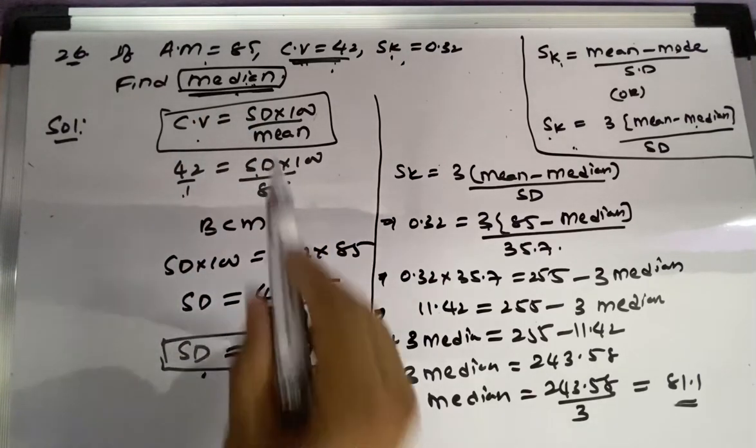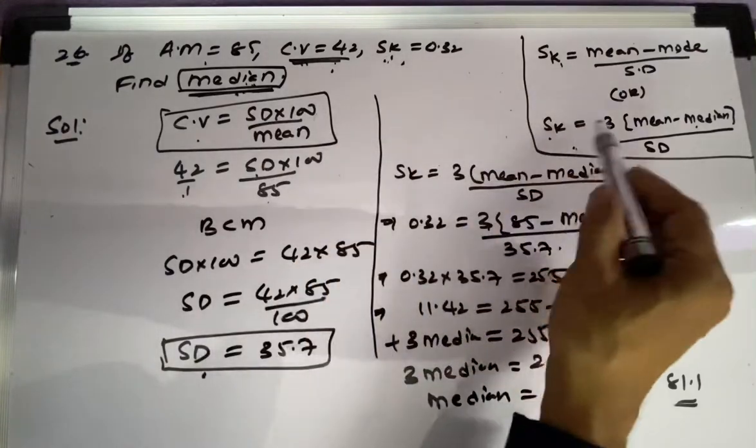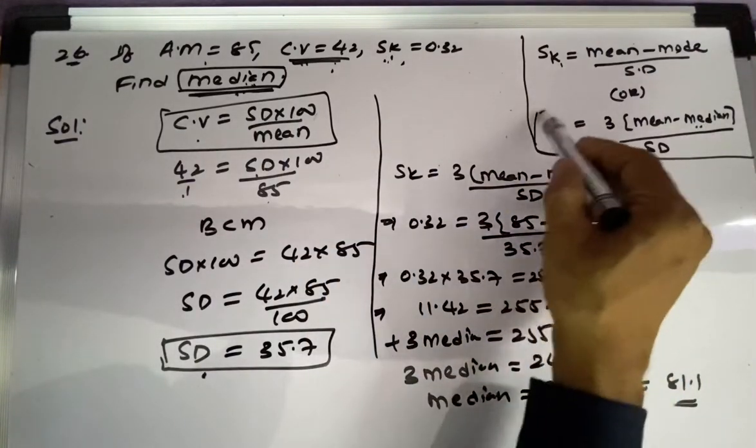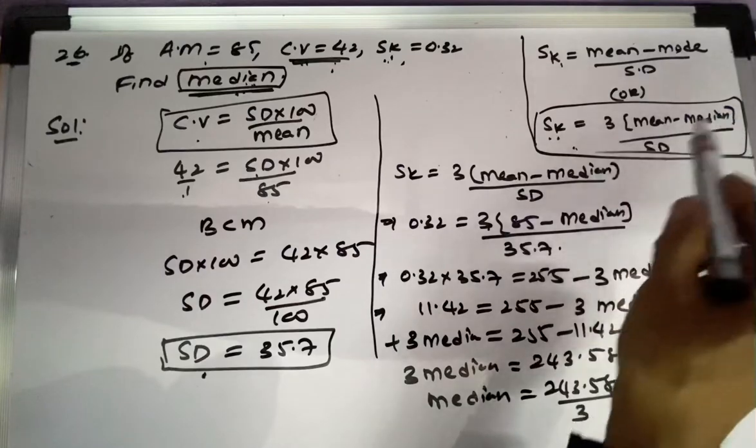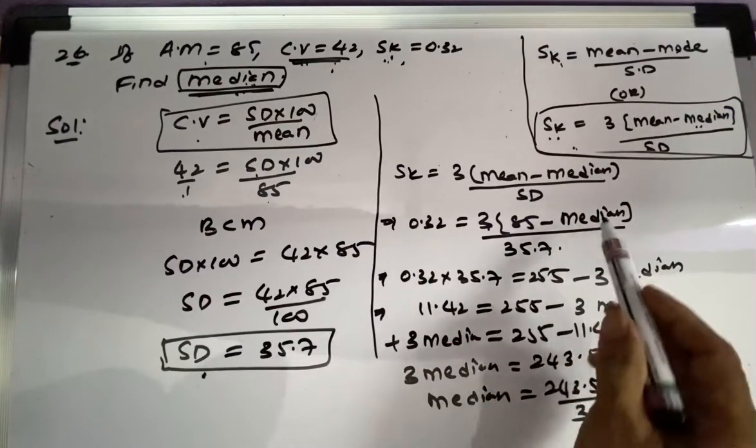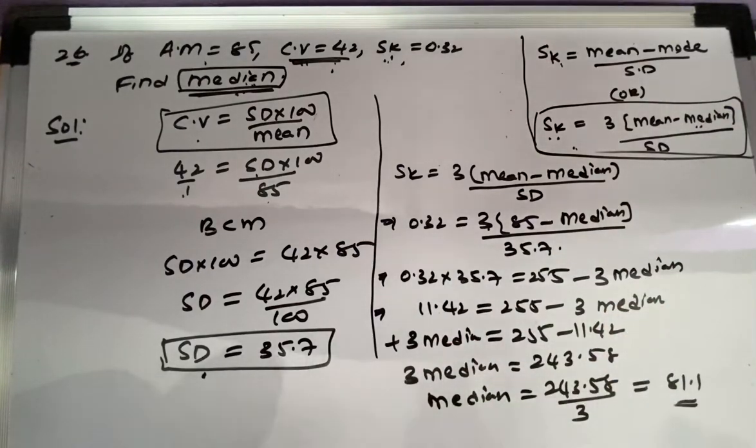Now you have to check. We have to find median and skewness. The relationship between median and skewness is there in this formula, in which mean, standard deviation, everything is there. Substitute all the values. The missing value will be found from that one.